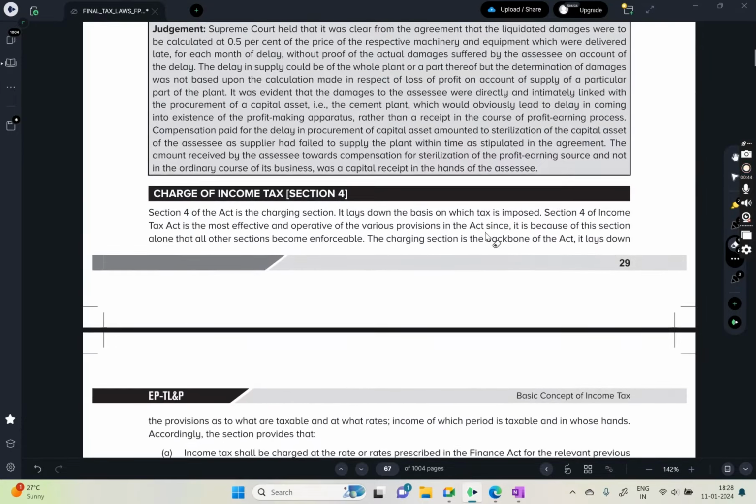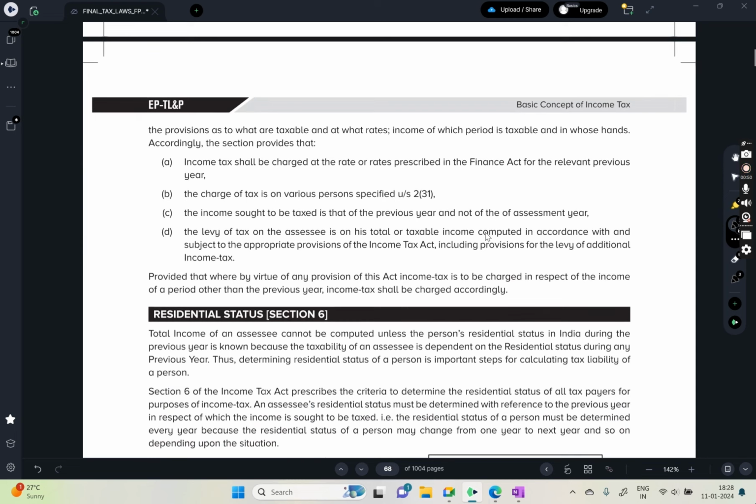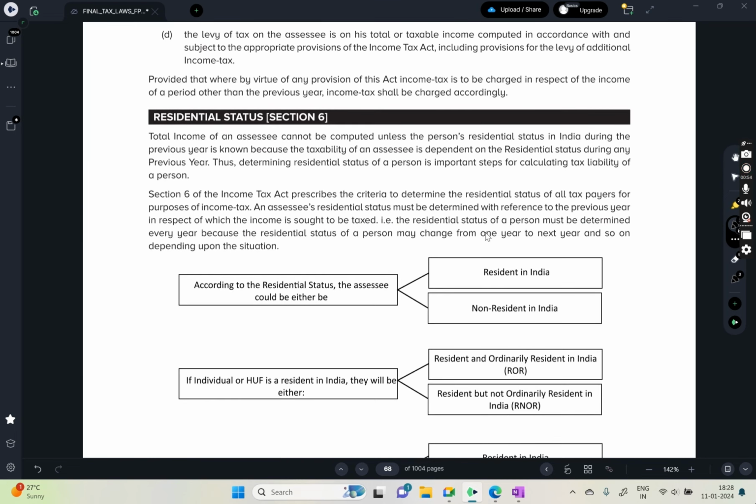I want you to write down the notes also. Like I said, this is section 4 we are going to discuss, charge of income. There is not much to discuss there anyway. Now, this is the important one, section 6. This is what we are discussing now.